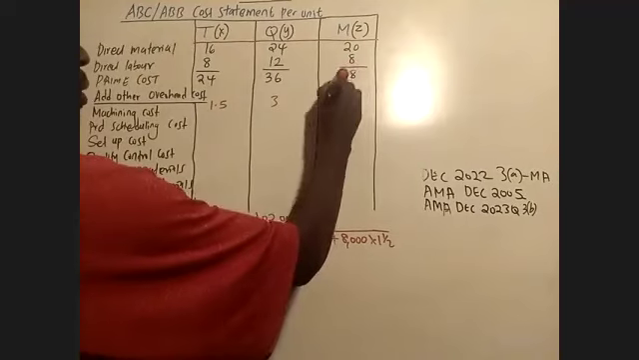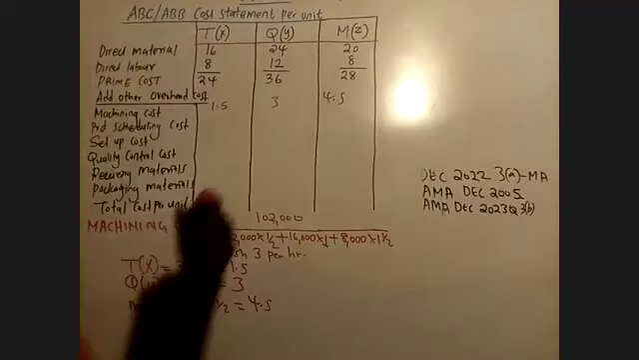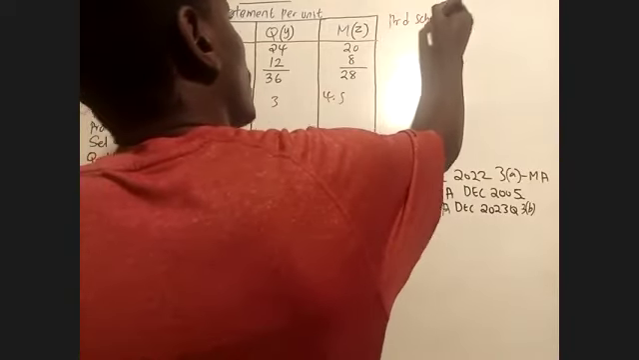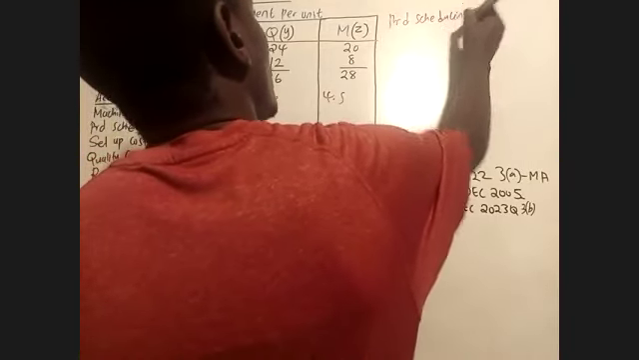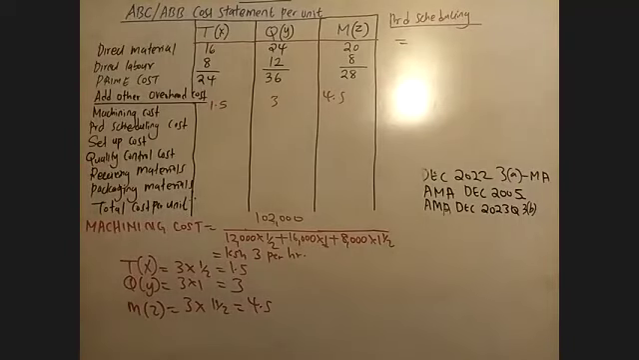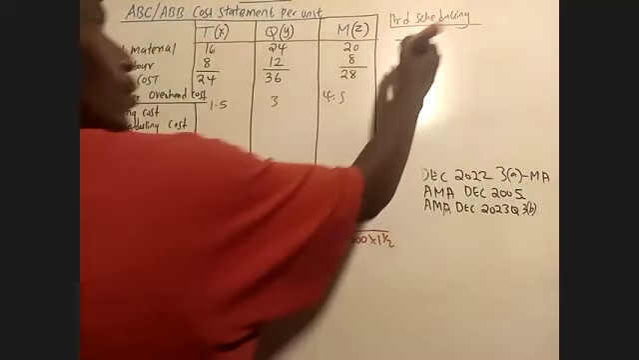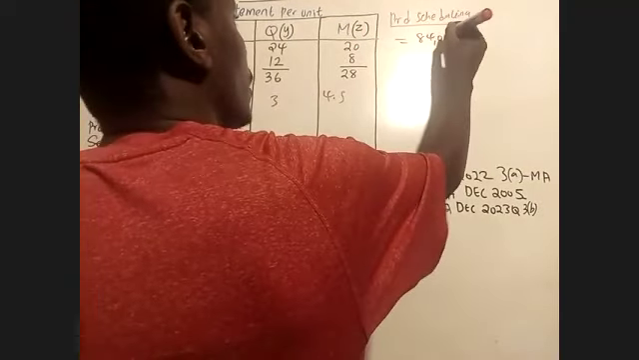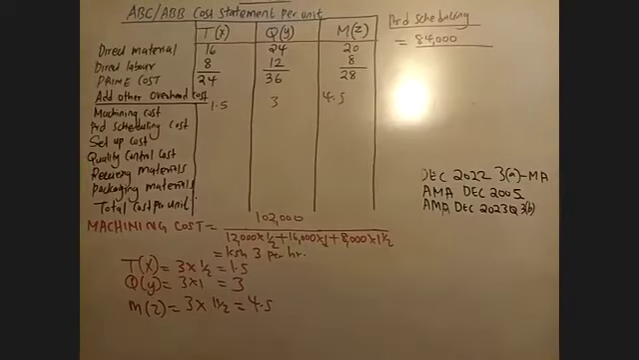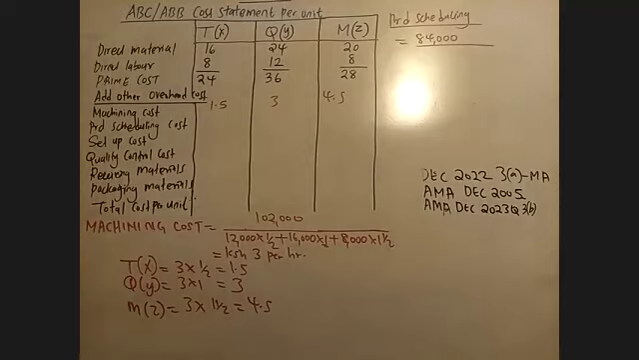Now that is 4.5. Next, we go to production scheduling. Now, what's the cost for production scheduling? The cost for production scheduling is 84,000.